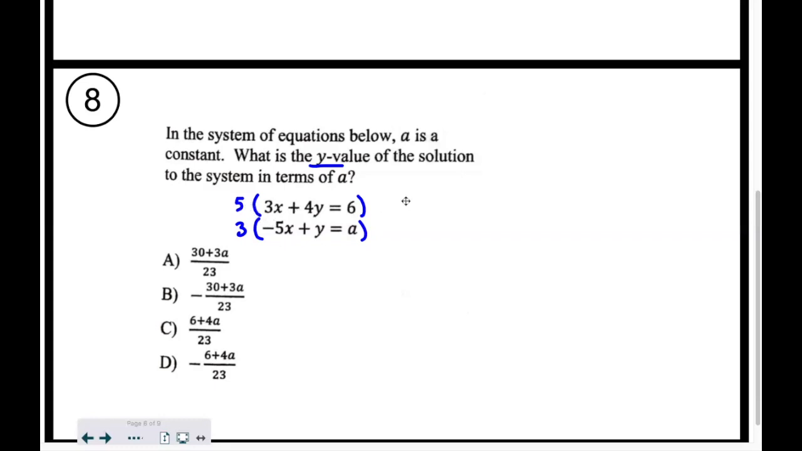All right, so this one gives me 15x plus 20y equals 30. And then I'm going to multiply this bottom equation by 3. So that's negative 15x plus 3y equals 3a.